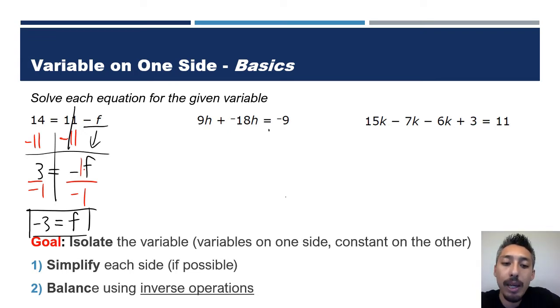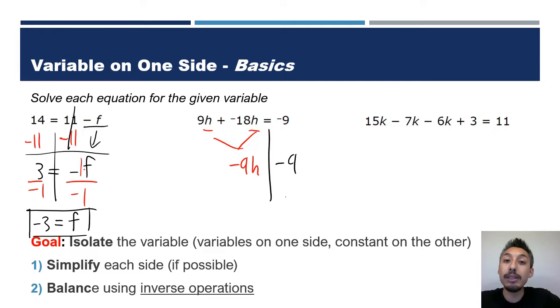The second example, we have 9h plus negative 18h on the left side and negative 9 on the right side. Similar to before, we're going to ask ourselves, can we simplify this? And in this case, we can. The reason we can is because on the left side, we have two terms that both have the same variable. They are like terms, so I can simplify them. A positive 9h plus a negative 18h, that's going to combine and give us a negative 9h. On the right side of our equation, we have negative 9.